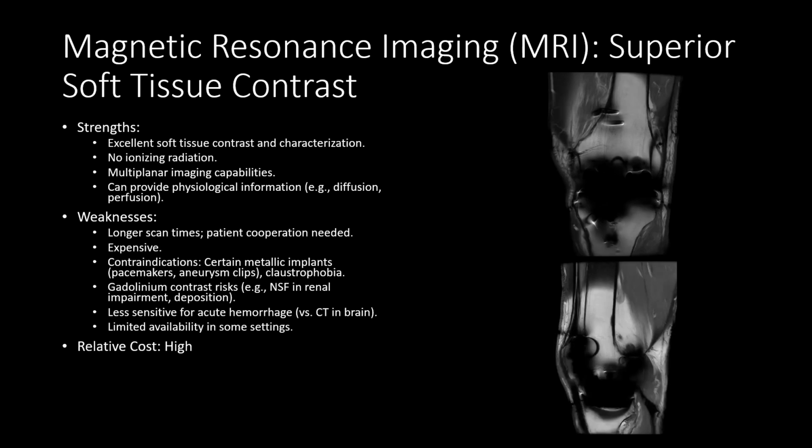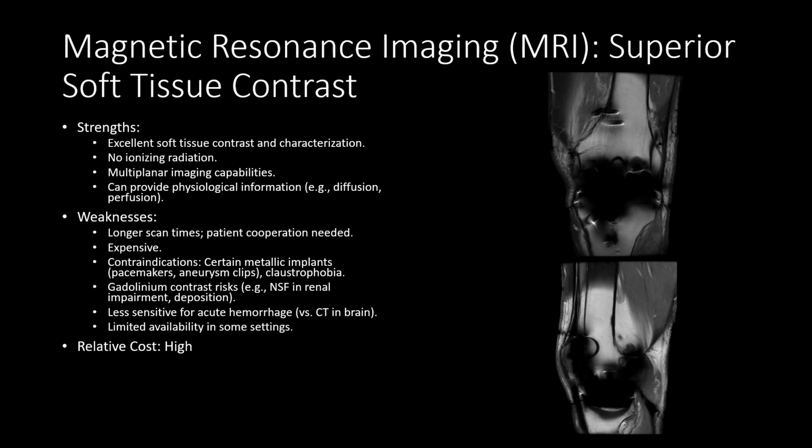In terms of the strengths and weaknesses of MRI, again, excellent soft tissue contrast. We have no ionizing radiation like we have with CT or X-rays. We can image in multiple different planes. And in some specialty MRIs, we can actually get some physiologic information, such as detecting stroke through diffusion restriction or characterizing an abscess versus a simple fluid collection, or looking at the perfusion of the brain.